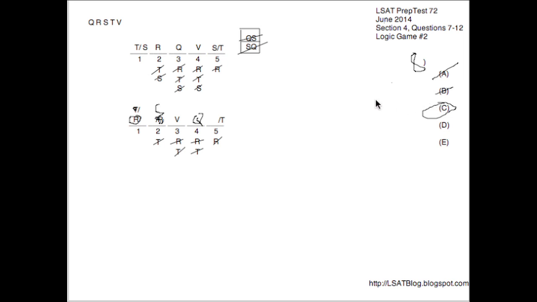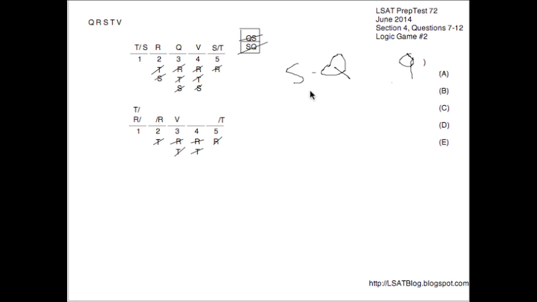We could take a quick look at D and E though. T on 5, that could happen in either the top diagram or the bottom diagram. It's not determining everything. And then E, V on 4. Even on the top diagram, when V is on 4, we still have S and T interchangeable, so things are not fully determined there either, leaving C for number 8.